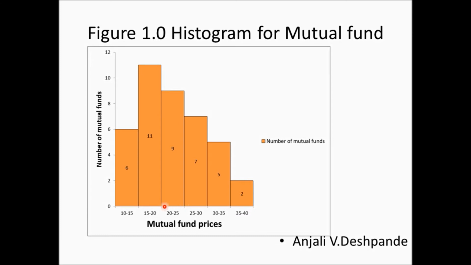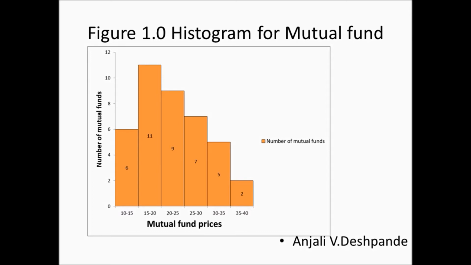So here you can see that on the horizontal axis we have got the mutual fund prices, that is the class intervals, and on the vertical axis we have got the number of mutual funds, that is of course the frequencies. So once again you can see that the height of each bar, that is each rectangle over here, represents the frequency. So for the first class interval 10 to 15, the frequency is 6. Likewise for 15 to 20, 11, and so on up to 35 to 40, the frequency is 2.